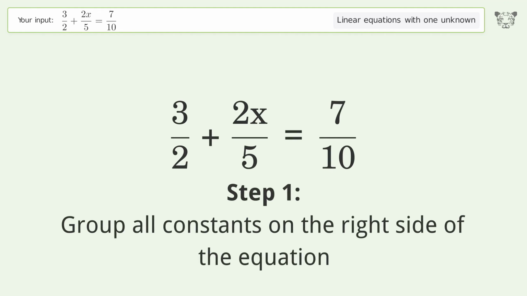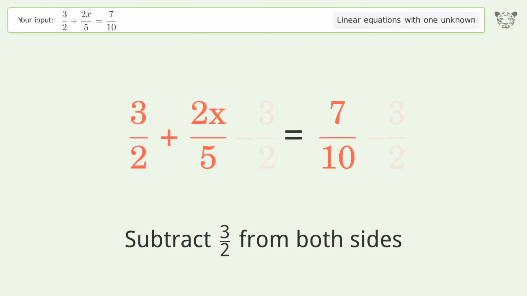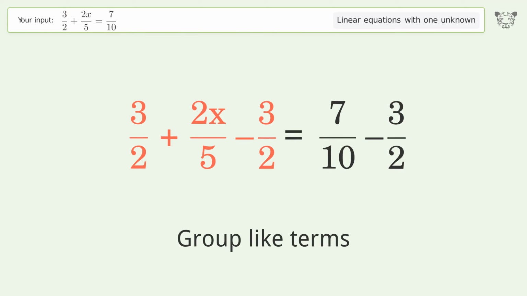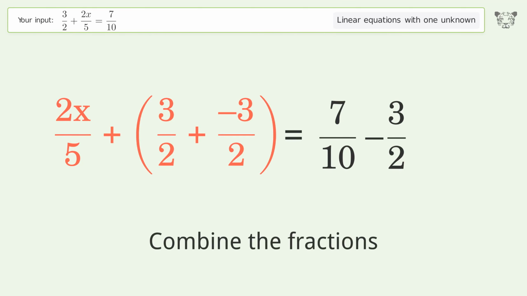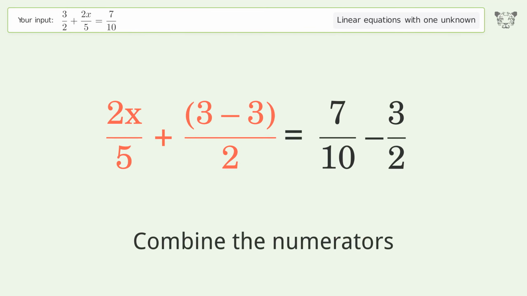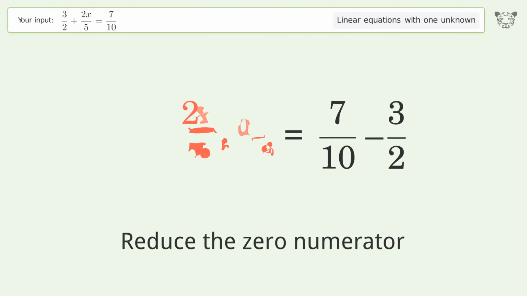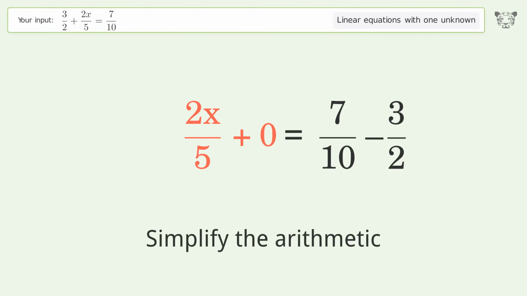Group all constants on the right side of the equation. Subtract 3/2 from both sides. Group like terms. Combine the fractions. Combine the numerators. Reduce the zero numerator. Simplify the arithmetic.